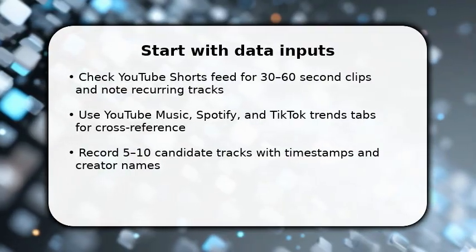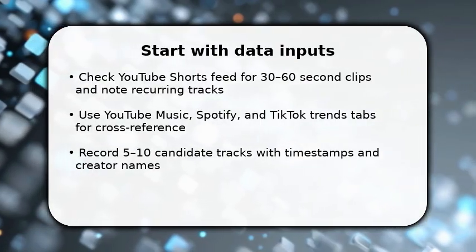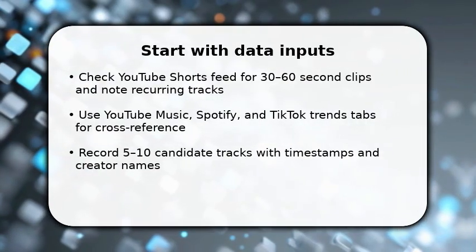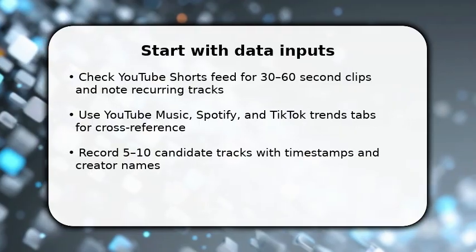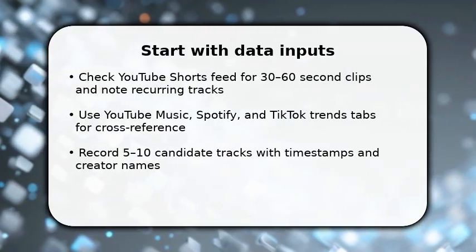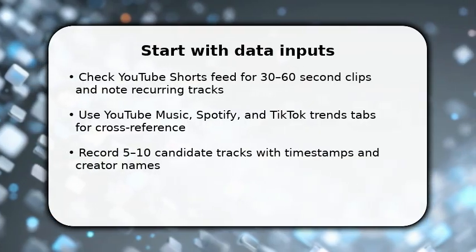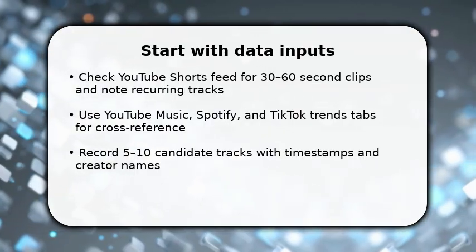You begin by harvesting where trends show up quickest, the Shorts feed and creator pages. Open Shorts, watch 20-30 clips, and note songs that repeat. This gives you signal over noise. At the same time, scan YouTube Music and Spotify trending playlists to confirm overlap. If a track appears in multiple places, it's likely gaining momentum.